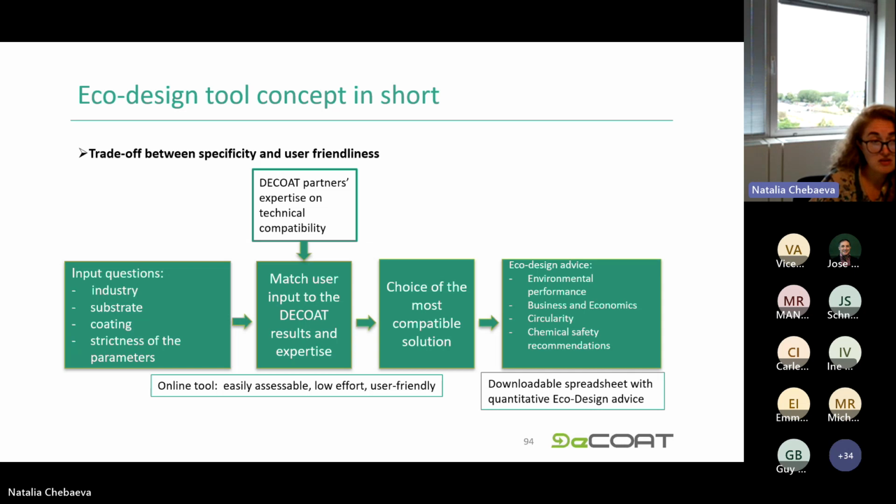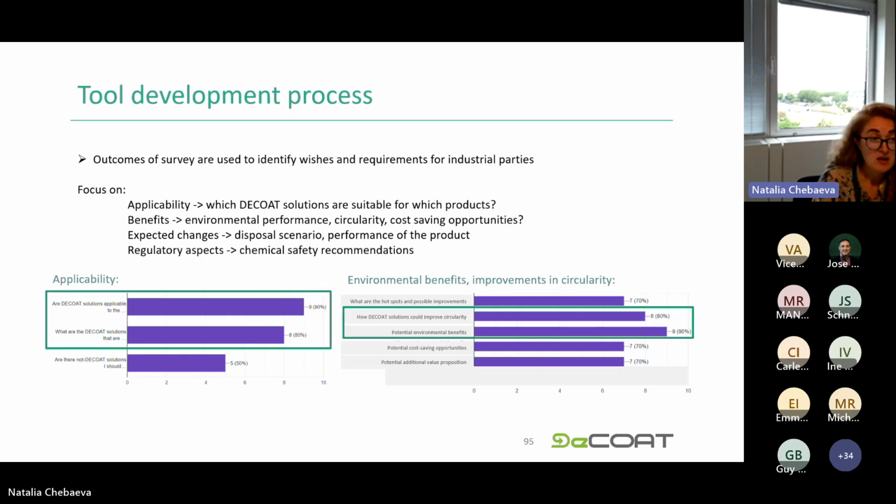Consequently, we also split the tool into two parts. First is a very easily accessible, low effort tool that focuses on compatibility, and this is an online tool available for everyone, where it's possible to just put in the data and get the most compatible solution. And then the second part is the spreadsheet that requires more input data, more quantitative data, for example, the amount of substrate, the amount of coating, the surface of coating, but also provides a way more detailed advice and assessment. So practically, that's the concept.